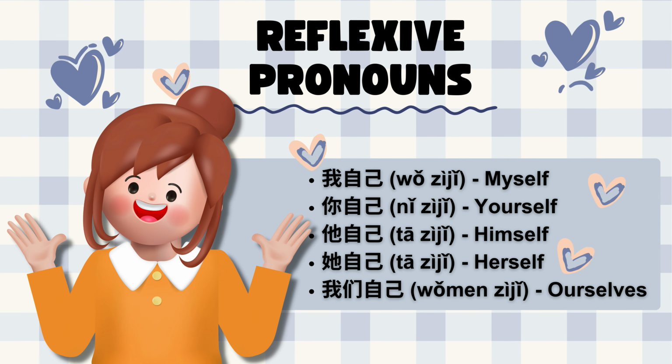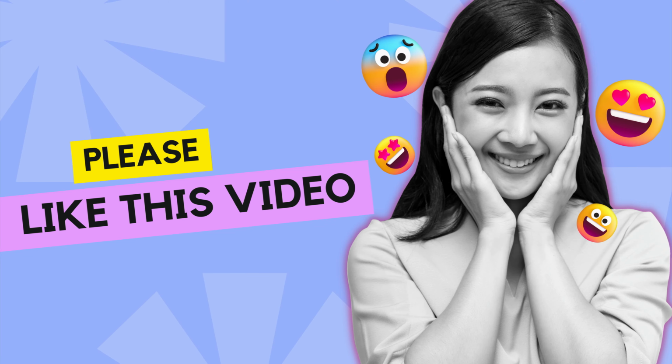Let's move on now to reflexive pronouns. These are pronouns that refer back to the subject of the clause in which it is used. Think of words such as myself, himself, or ourselves. In Chinese, all you need to do is add 自己 to the pronouns we've already learned. Here's how to say each pronoun correctly. 我自己, 你自己, 他自己, 她自己, 我们自己. And there you have it, a crash course in Chinese pronouns.